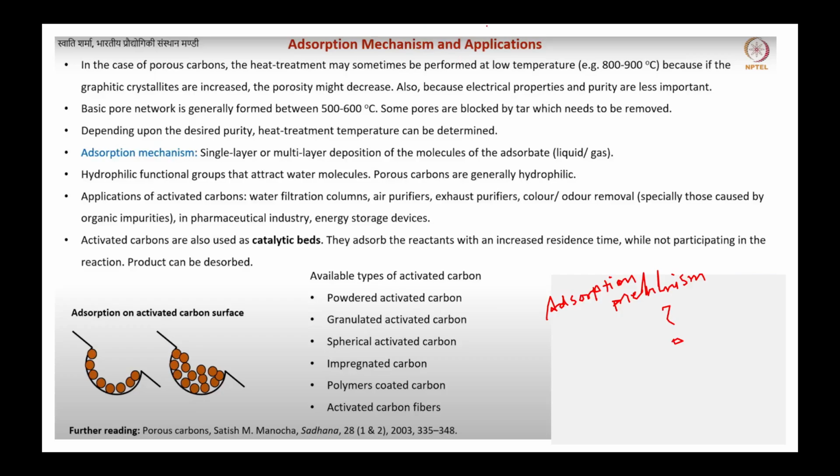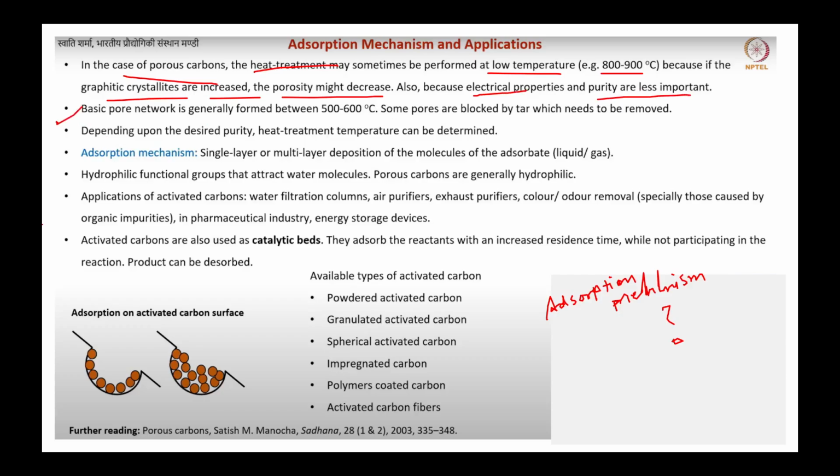Now, the adsorption mechanism and applications. In the case of porous carbons, the heat treatment may sometimes be performed at a lower temperature, at around 800 to 900 degrees centigrade, because if the graphitic crystallites increase, the porosity might decrease. When you go to a very high temperature, the crystals increase and the porosity might decrease. A lower temperature is used because electrical properties and purities are less important.